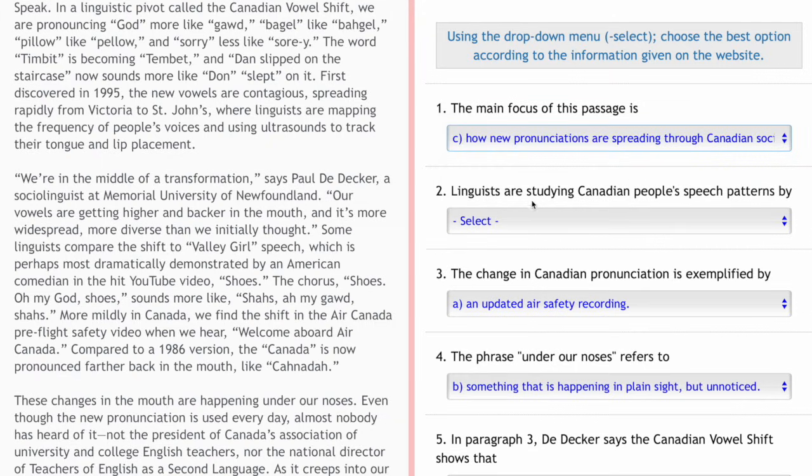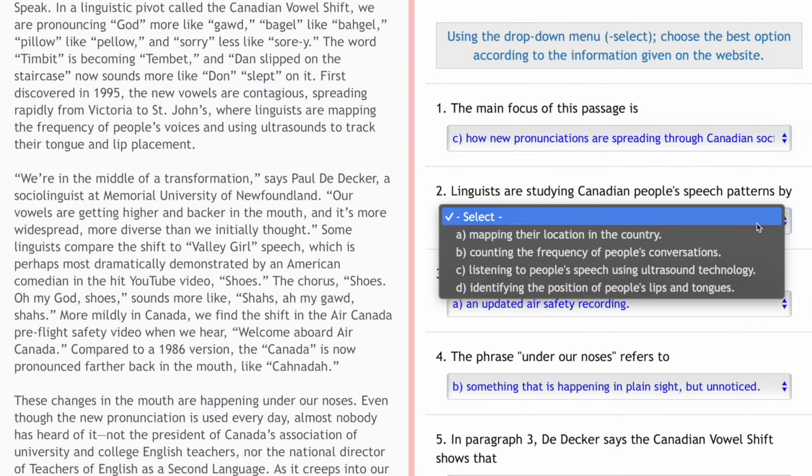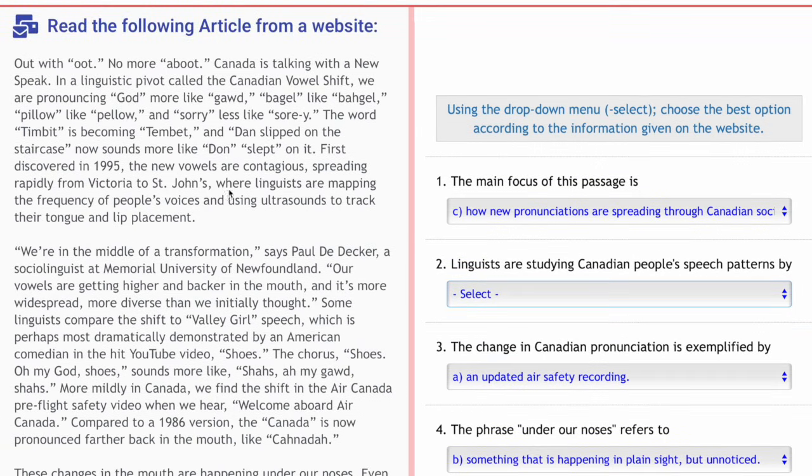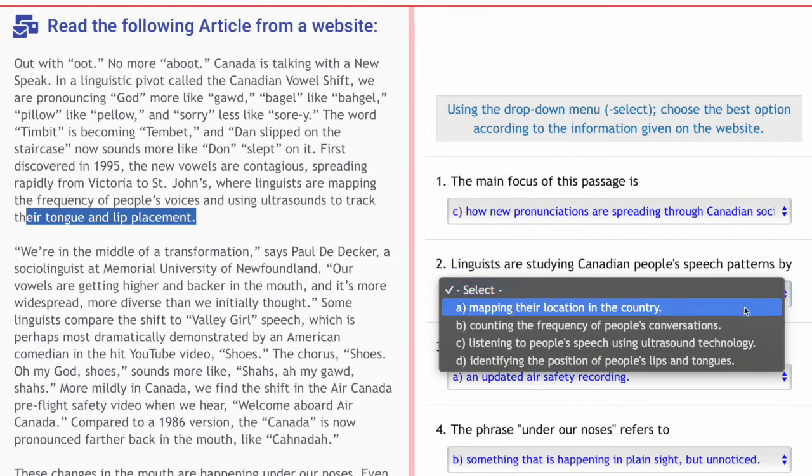Okay. So linguists are studying Canadian people's speech patterns by, now this one wasn't very clear here, but I think I see here, okay, we missed it. Paragraph 1, where linguists are mapping the frequency of people's voices and using ultrasounds to track their tongue and lip placement over here. So mapping their location in the country, counting the frequency of people's conversations, listening to people's speech using ultrasound technology, identifying the position of people's lips and tongues.